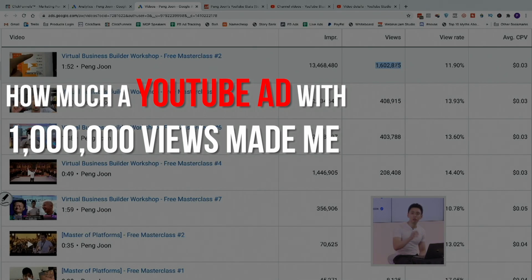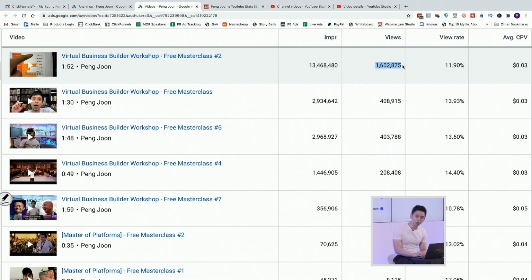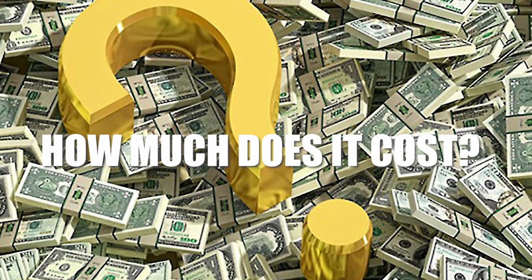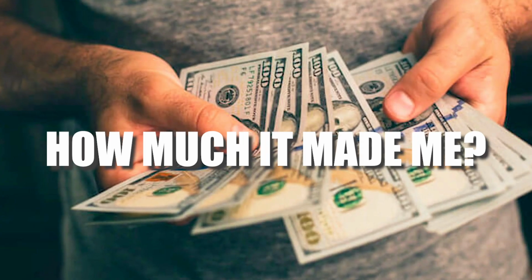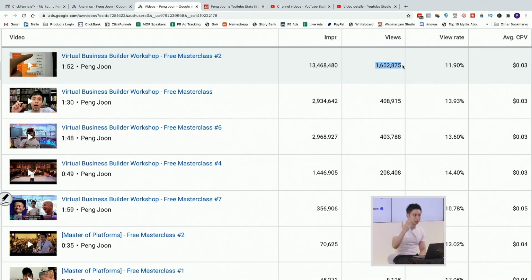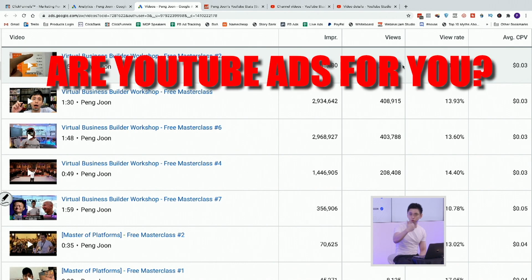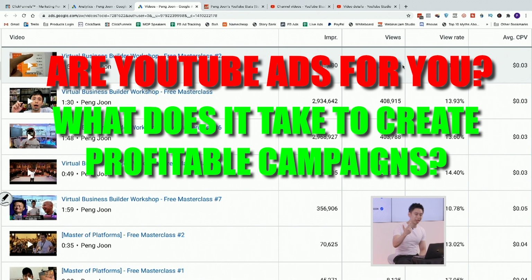Today we're going to be taking a look at YouTube ads and what this one ad that has done over 1 million views, how much it cost me in terms of ad cost, how much it made me. We're going to be taking a look at the actual campaign numbers, stats, and if you give me the next 5-10 minutes, you'll be able to see, number one, if YouTube ads are for you, and if so, what does it take to create actual profitable YouTube campaigns?